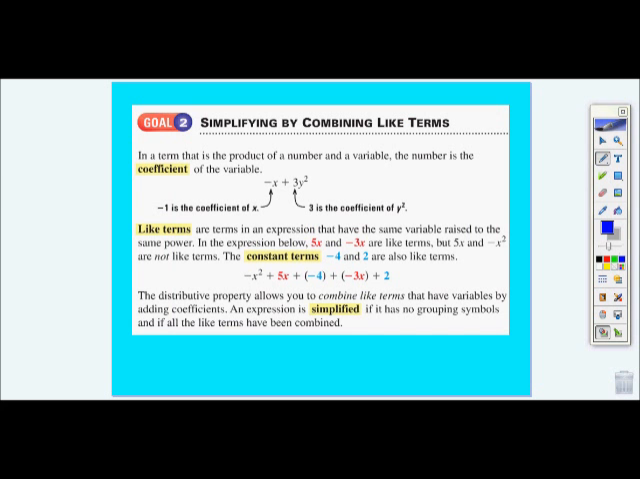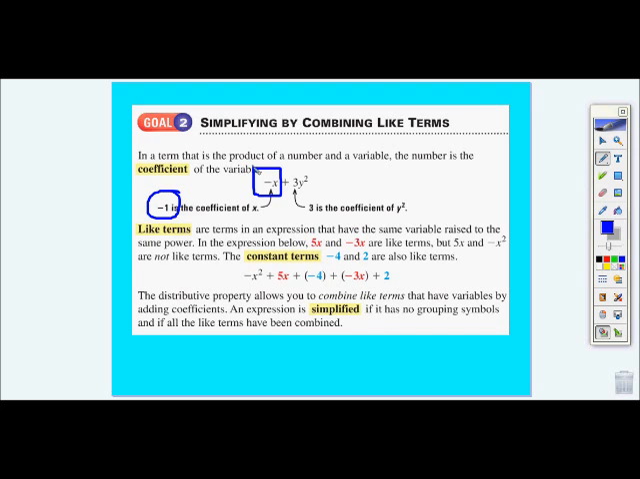So we're finally to goal 2 after doing many, many practices. It says, in a term that is a product of a number and a variable, the number is the coefficient of the variable. When you don't see a number, when you just see a negative, that is, in fact, standing for a negative 1. So if they ask for the coefficient for this term here, that would be a negative 1. I talked about that on the last slide. And then the coefficient for y squared is 3y.